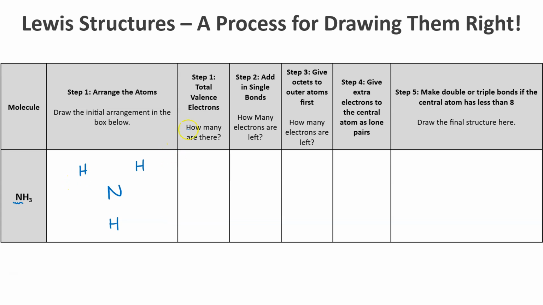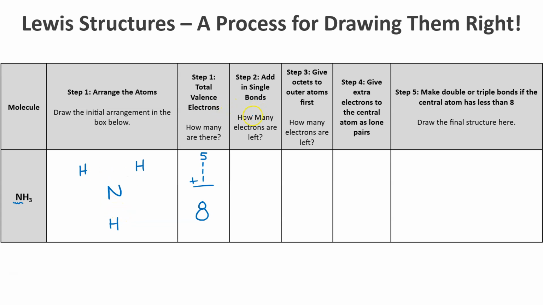Also, part of step one is counting up the total valence electrons that the molecule has. We're going to keep track of that total as we go. Nitrogen brings in 5 valence electrons. Each hydrogen brings in 1. If I add those together, it's a total of 8 valence electrons, and we have to make sure we use all 8 of those when we bond these atoms together.